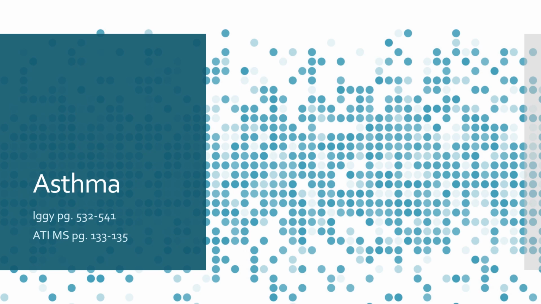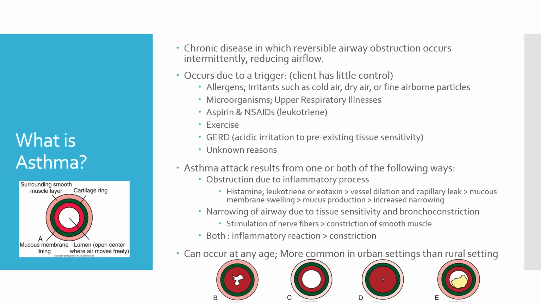So first, asthma. What is asthma? Asthma is a chronic disease in which a reversible airway obstruction occurs. It's usually an intermittent issue, but when it does, it reduces airflow. So you see in this picture on the left, the surrounding smooth muscle layer. Then we have a cartilage ring and a mucous membrane lining, and then the lumen where our air actually freely moves. This is our normal bronchial airway, whatever you want to call it.